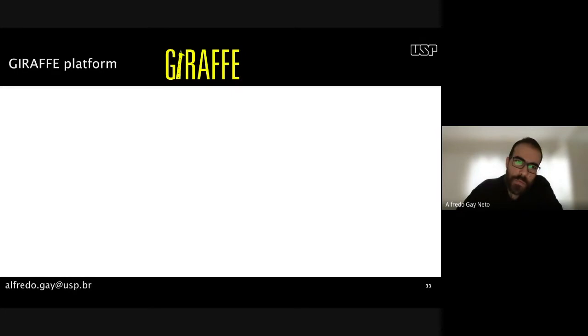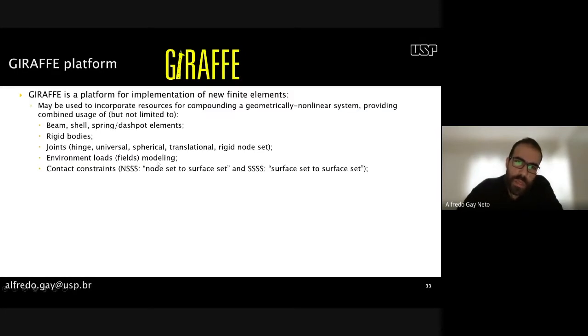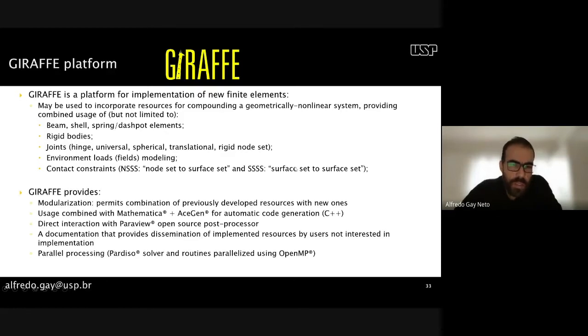So what we have so far is many resources already implemented, such as geometrically exact beams, shells, spring-dashpot elements, rigid bodies, many kinds of joints, such as hinge, universal, spherical, translational, rigid node set, and so on. With that, we can set up many mechanical systems to solve. We have environment loads defined. We have some contact constraints already defined as well. And the idea of coding Giraffe is that it provides modularization, because everything is object-oriented. So we try to make things as modular as possible.